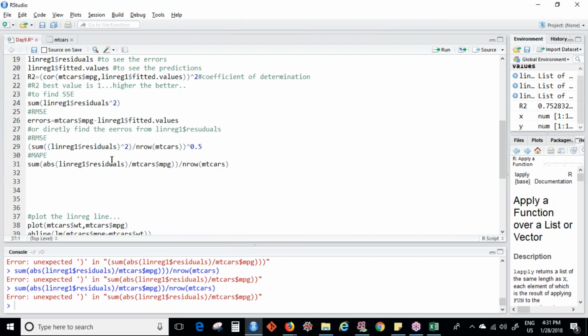Playing with brackets is very difficult. So be careful when you're doing this, it's very confusing sometimes. Make sure you close the brackets that you open. So I've created a sum of, first the residuals, then I'm taking the absolute value of residuals divided by this. So absolute value of this.